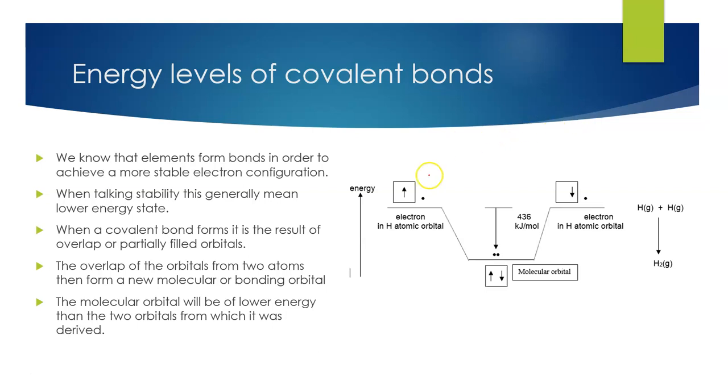When a covalent bond forms, we know it forms from the sharing of electrons. So in this H2 molecule, the sharing of a 1s1 and a 1s1 to form a molecular orbital. So the overlap of these orbitals from two atoms forms a molecular bonding orbital. We know in this case that the hydrogen atoms would have s orbitals. When they come together, that s orbital from each joins to form a shared region known as a molecular orbital, and it is lower in energy than the two that it was derived from.